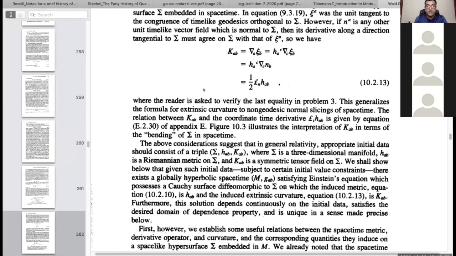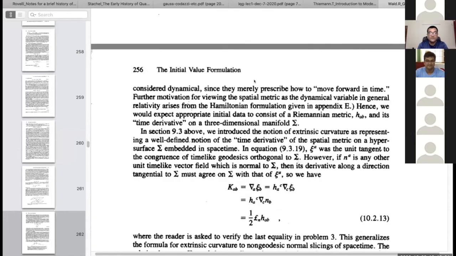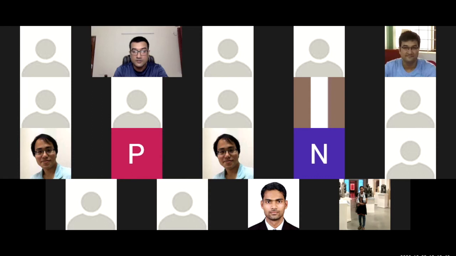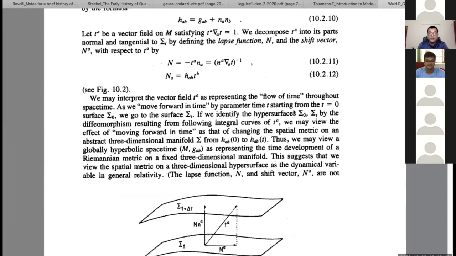Wald is just, I love Wald. So you can see this screen, right? So this is the initial. Okay, what happened? Why is my screen share broken? Let me do that again. Okay. So now you can see, right?